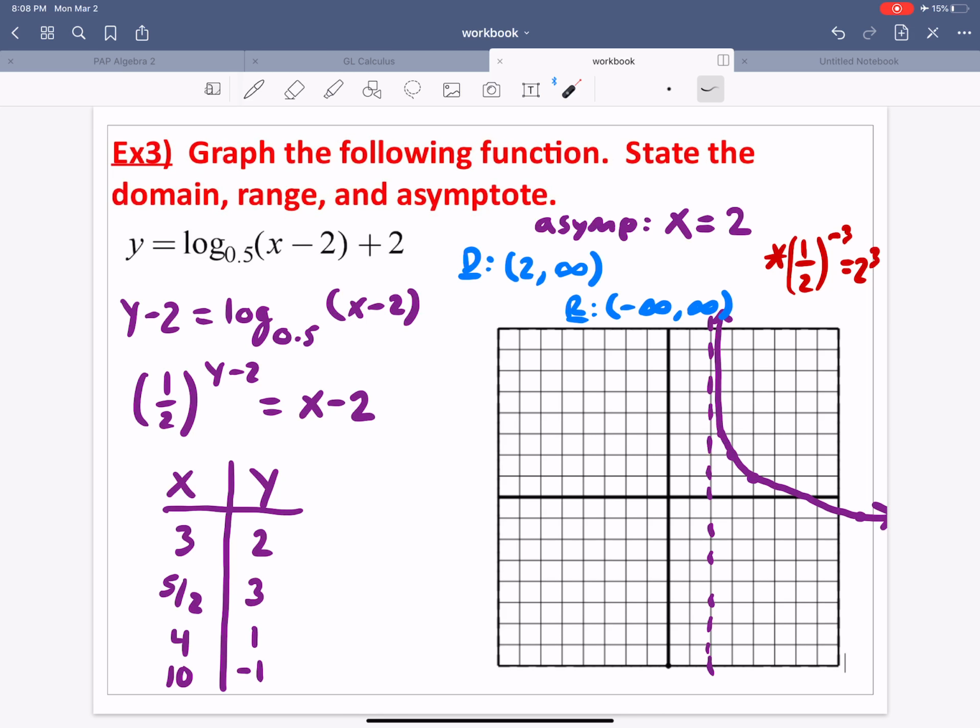Y'all, that's everything I know about graphing log functions. Again, just to summarize the steps, find the asymptote. It's always going to be vertical. Rewrite the log function as an exponential function, and then make your table of values. But the trick is pick the y values first and find the matching x values.